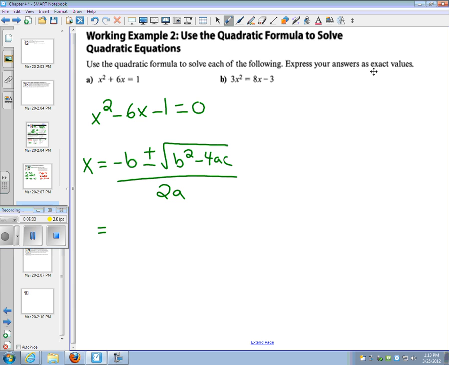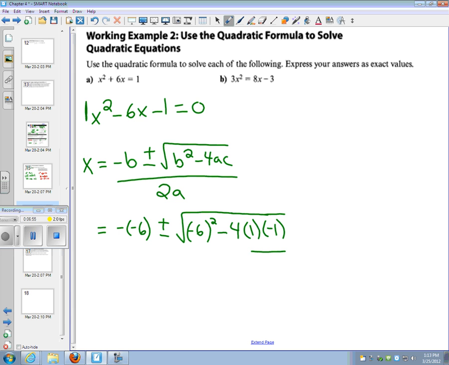Negative b, so I have negative 6 plus or minus the square root of b squared. Well, that's negative 6 squared, minus 4 times a, which is 1. Don't think that there's a 0 there. There's an imaginary 1. 4a times c, which is negative 1, all divided by 2 times 1. Now we're doing algebra. Negative 6 is positive 6, plus or minus the square root of 36, minus 4 times 1 times negative 1. Two negatives make a positive, plus 4, all divided by 2.